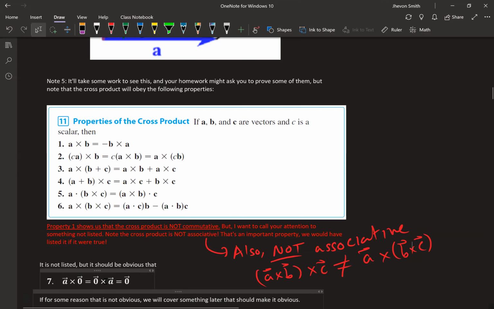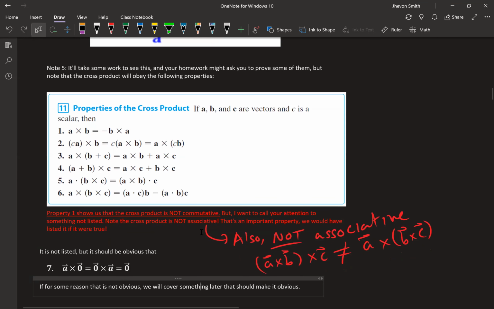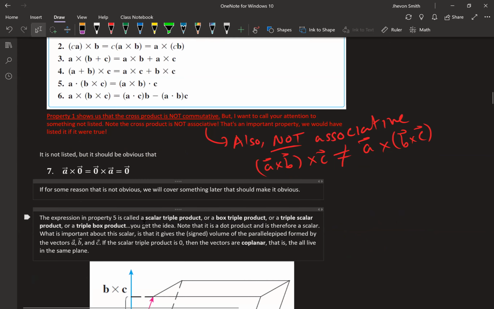It also should be obvious that A cross the zero vector is the zero vector. Hopefully that's also obvious. But all these properties take effect with the cross product. I'm actually going to use some of these properties later on. One property that's important is called property 5 in this table. It's called the scalar triple product, or the box product, or the triple scalar product, or the triple box product. Whatever, you get the idea.